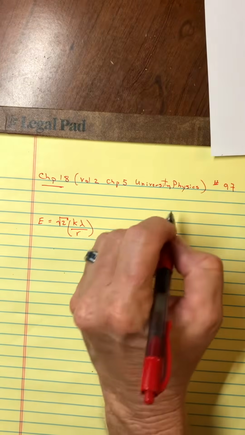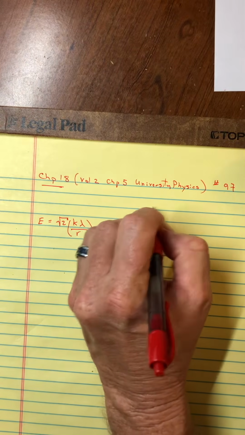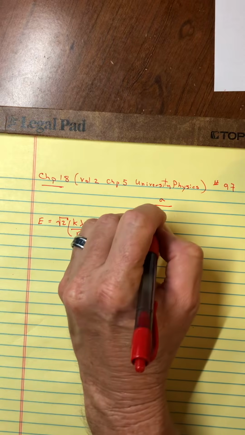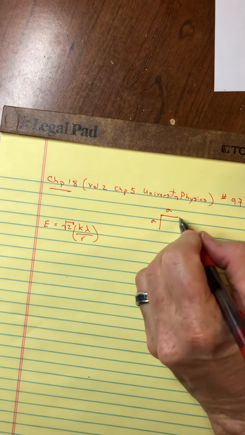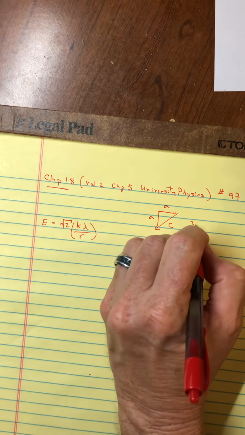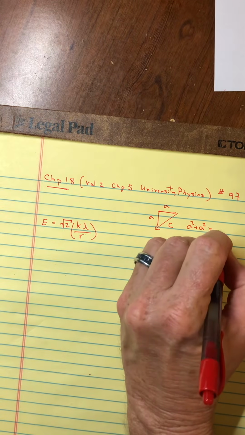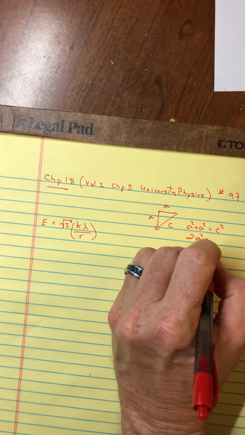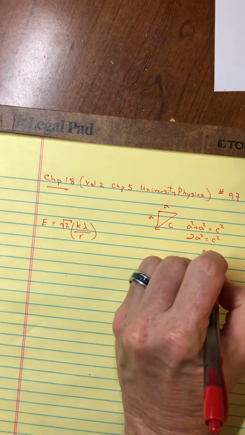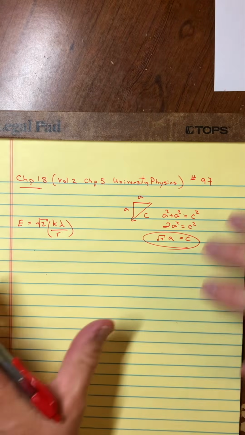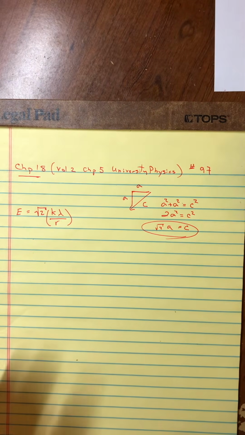In fact, maybe that's worth pointing out again: if I have a length A and another length A, then how long is the hypotenuse? Call it C. We have a squared plus a squared equals c squared, which gives 2a squared equals c squared, or c is the square root of 2 times a.